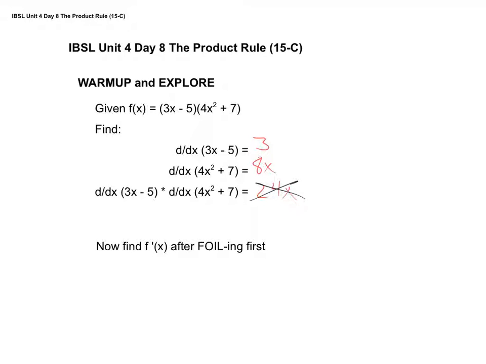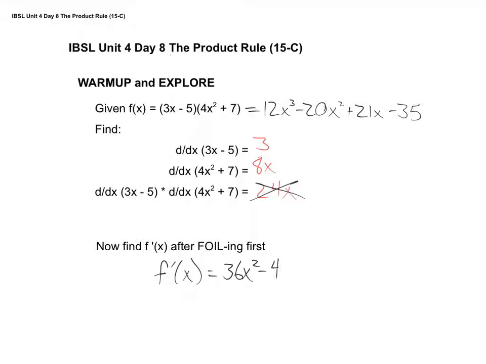If we were to FOIL this together, we would get 12x cubed minus 20x squared plus 21x minus 35. Okay? And what would f prime of x be in that case? 36x squared. Good. Minus 40x. Good. Plus 21. Okay? That is the correct answer.